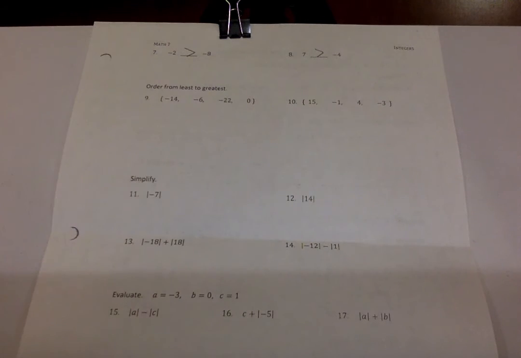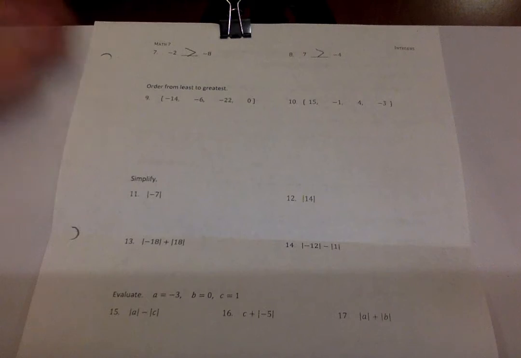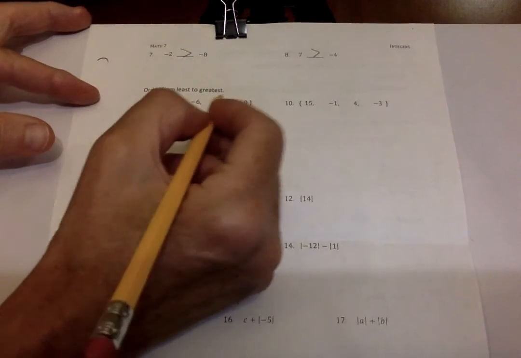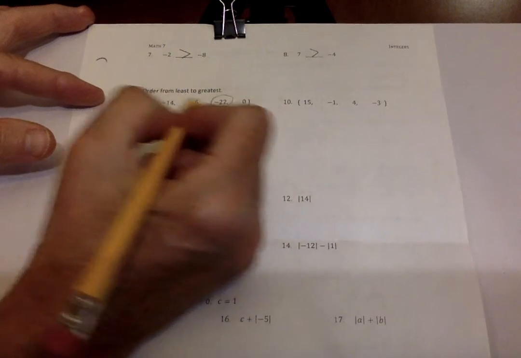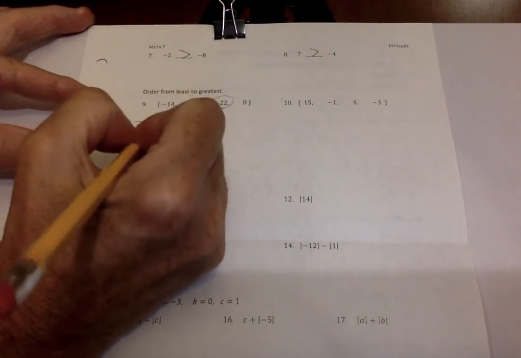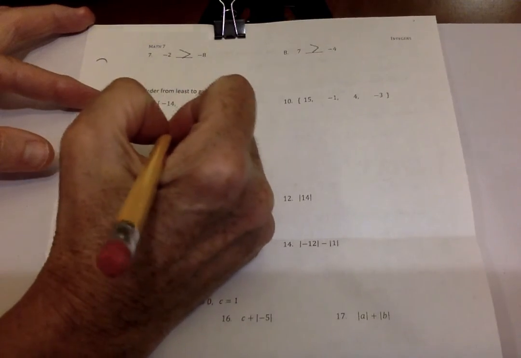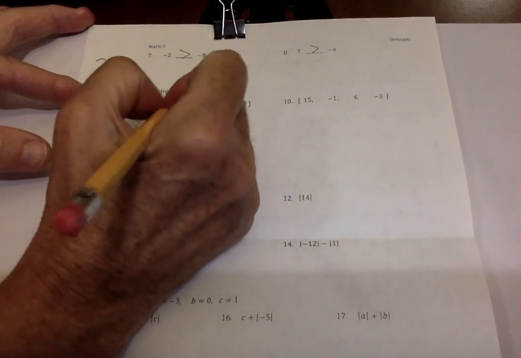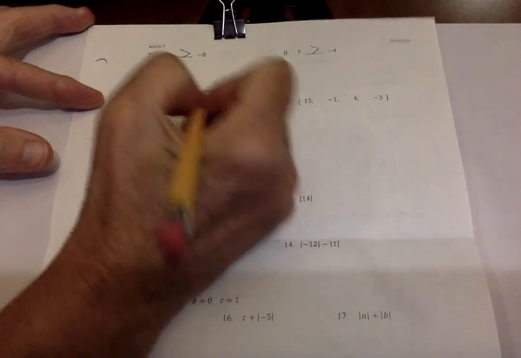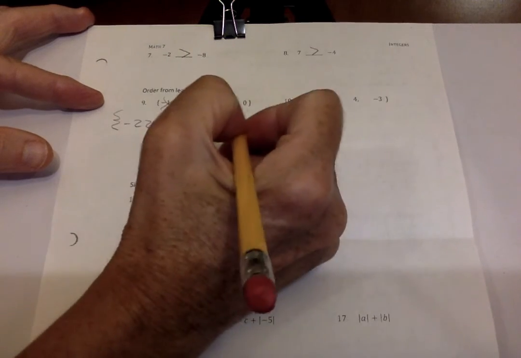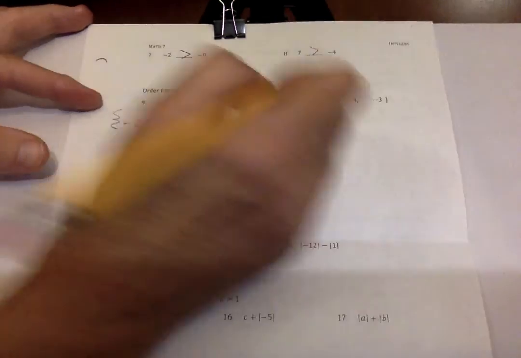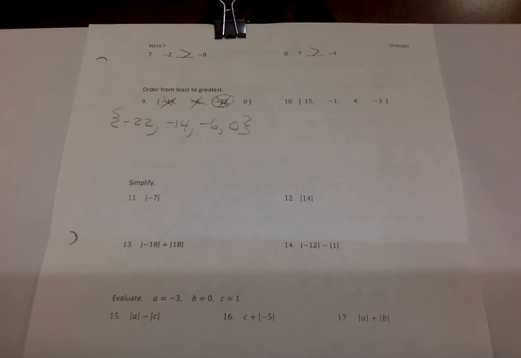Here you're going to order from least to greatest. I'm going to skip over and just do a few of these, and you can finish them. Least to greatest. Least is the biggest negative, negative 22. Then I cross that out. The next is negative 14, negative 6, and 0. I'm going to let you do 10.